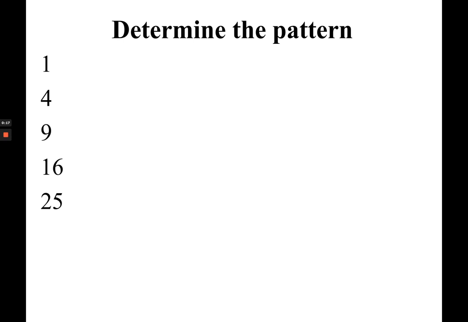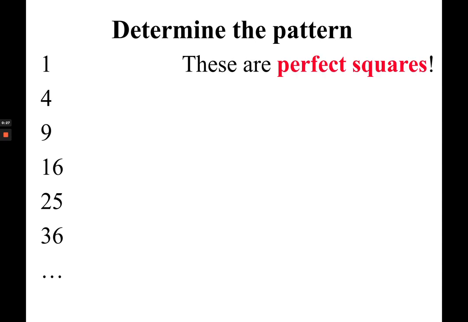Look at your given. You have numbers and they seem to have a pattern. What are these numbers? They are actually the perfect squares. They are the result of multiplication of the number to itself.